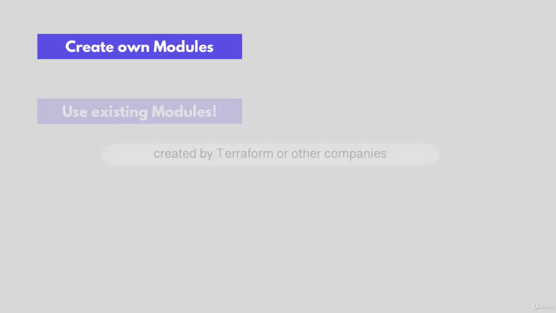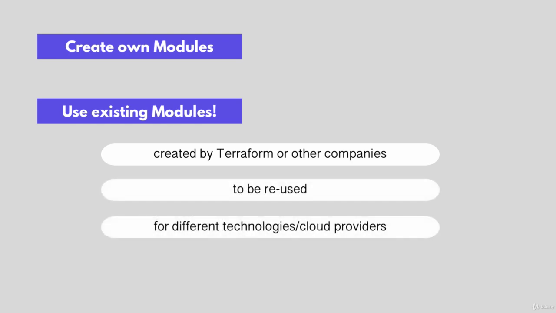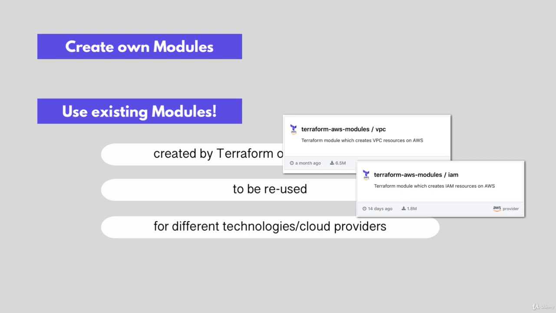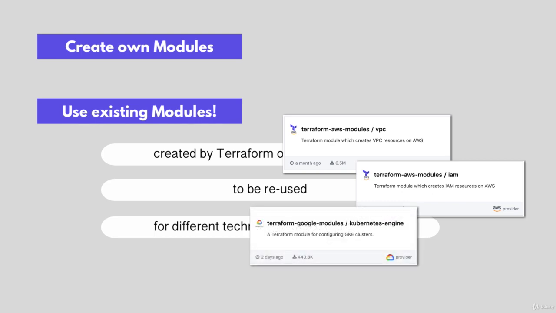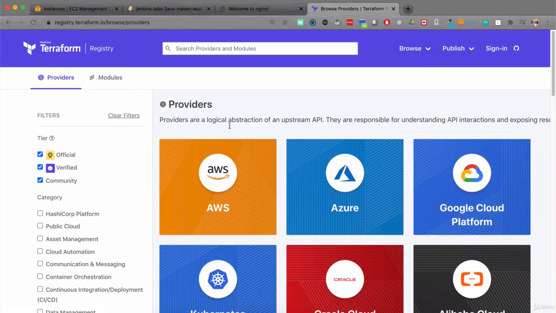Now, we can create our own modules. However, for very common use cases, there are already modules created by Terraform or other companies or individual developers that we can reuse, right? So that not everybody has to create their own VPC module or their own IAM module for AWS specifically, and so on. So for different technologies, not just AWS, there are multiple modules. So if we go to Terraform registry, this is actually where the list of providers can be browsed.